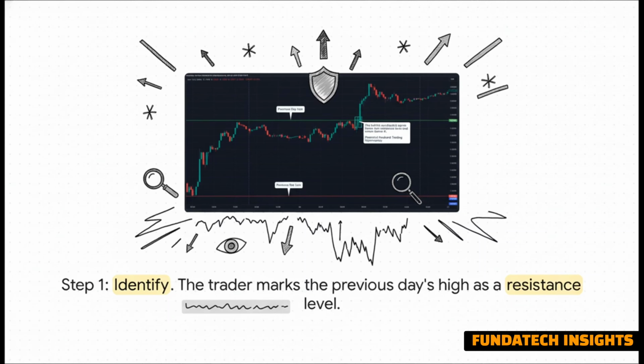Let's walk through it. Here in step 1, you can see the trader has just drawn a simple line at the highest price from the day before. That price is now the ceiling. That's the resistance level that they are going to be watching like a hawk.